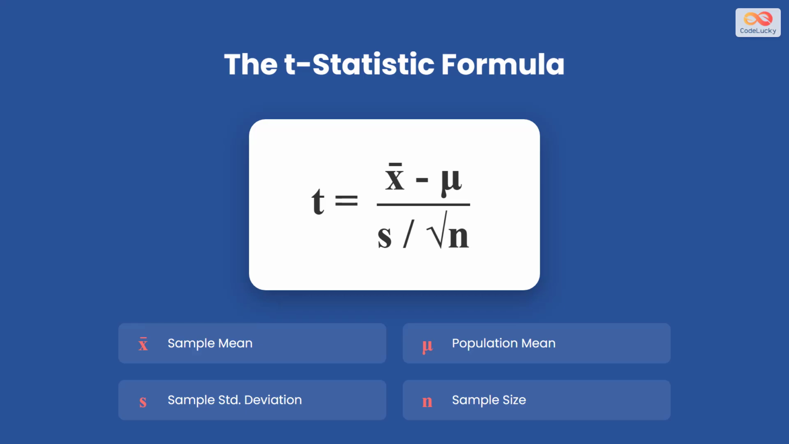To perform the test, we calculate the t-statistic using this formula. It compares the difference between your sample mean, x bar, and the population mean, mu, against the standard error. The standard error is calculated by dividing the sample standard deviation, s, by the square root of the sample size, n.